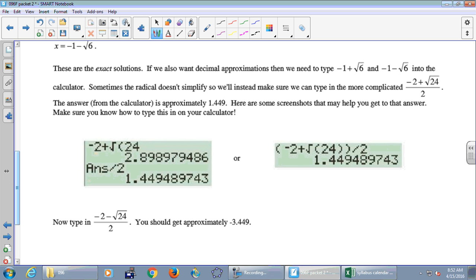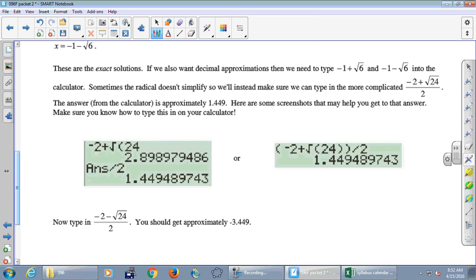So what we're going to do is type in these two things here, the negative 1 plus root 6 and the negative 1 minus root 6. But the fact is, oftentimes it won't simplify as much as this one did. So what I'd rather we get practice with is typing in the more complicated thing where it might not simplify. So this is what we are going to carefully type into the calculator.